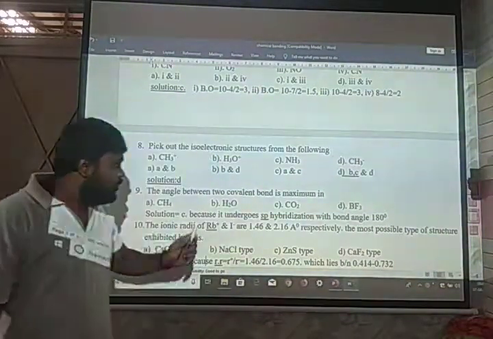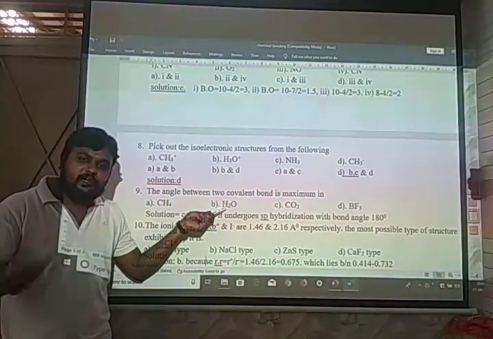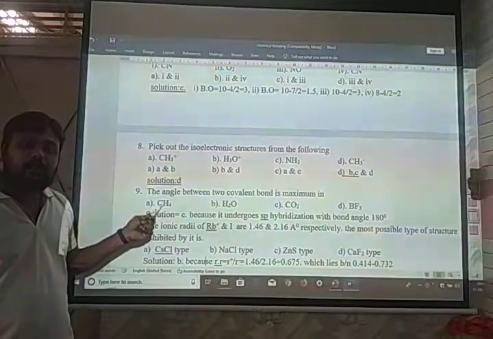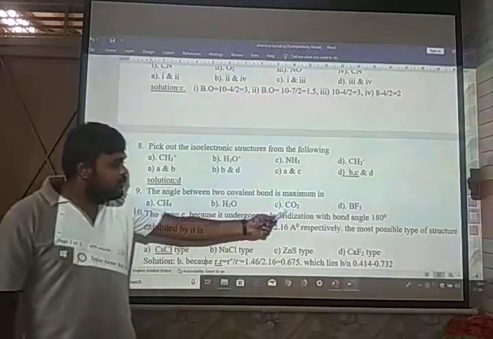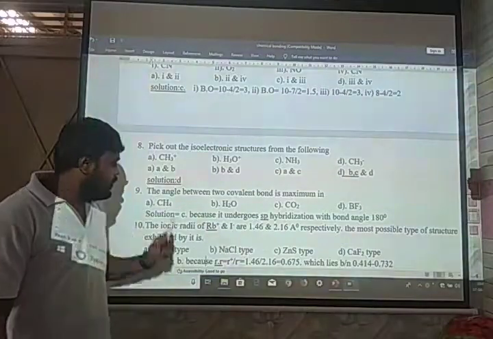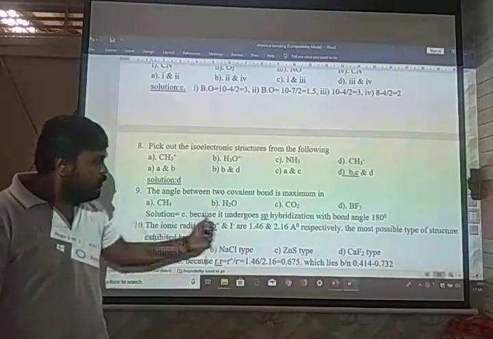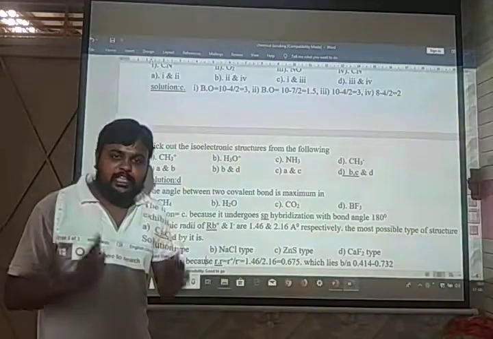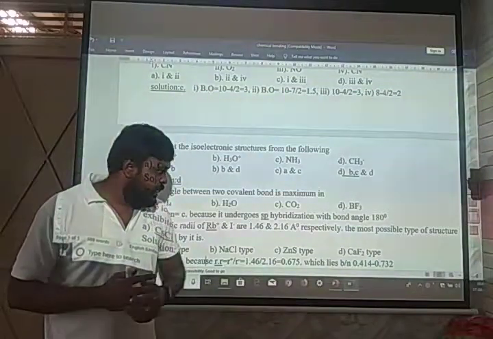Water has sp3 hybridization, but lone pair repulsions are there, hence according to VSEPR theory its bond angle is 104 degrees. The methane molecule undergoes sp3 hybridization, its bond angle is 109 degrees 28 minutes. So carbon dioxide undergoes sp hybridization with bond angle 180, and the others are 109, 104, and 120 degrees. Among these, the maximum bond angle is in carbon dioxide, because it undergoes sp hybridization with bond angle 180 degrees and linear geometry.